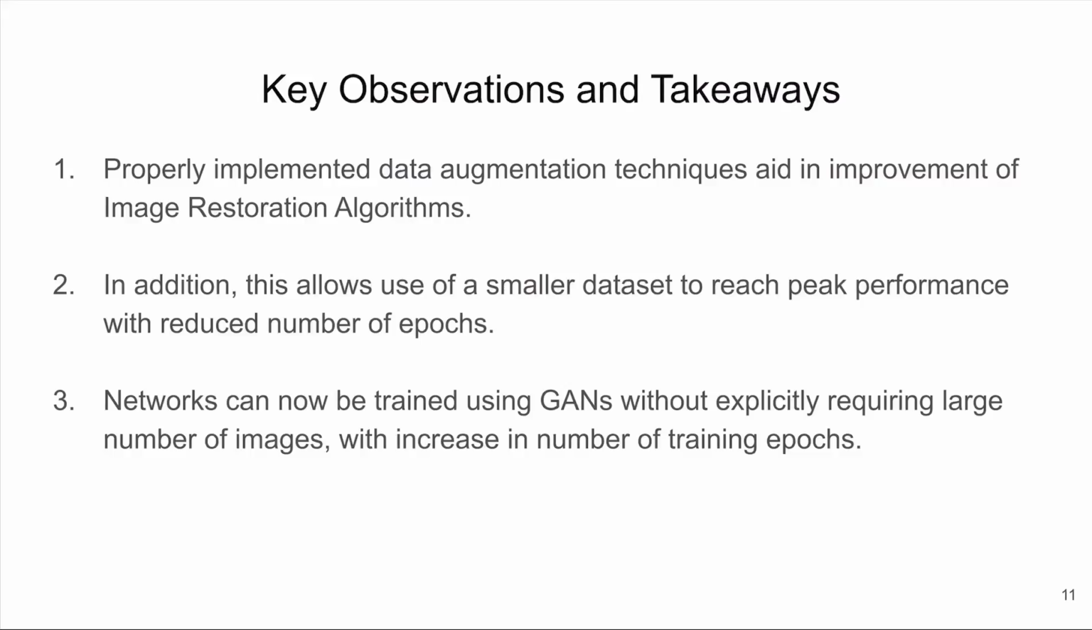So the key observations and takeaways from our paper is a properly implemented data augmentation pipeline can actually improve image restoration performance, and it actually allows us to use a smaller data set to reach peak performance while using a reduced number of training epochs. Now, this approach can be extended to training GANs without explicitly requiring a large number of training samples in the original data set. But this actually comes with the increasing number of training epochs on account of training the discriminator subspace as well.